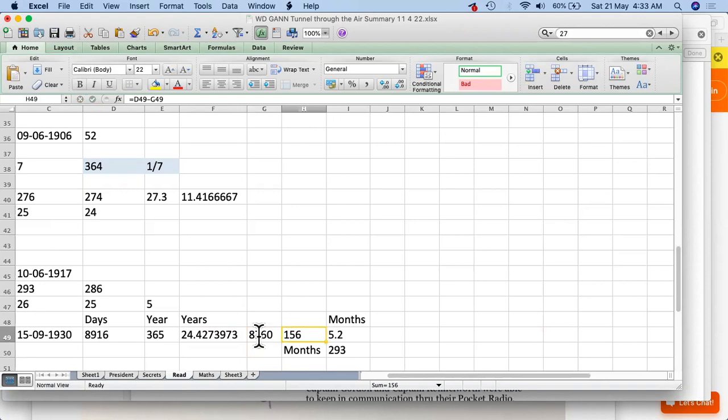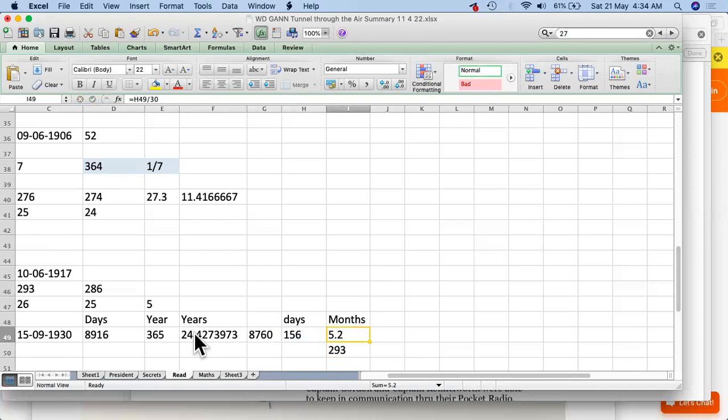So let's try to do one thing. We would subtract 8916 minus these days. So this is 3876, which is exactly 24 years. So we need to find out the number of remaining days. So 156 is the number of days which is there. So I'll put down days on the top, and we'll try to convert this into months. So 156 divided by 30, we get 5.2 months.